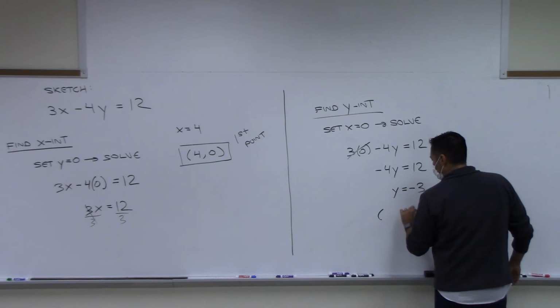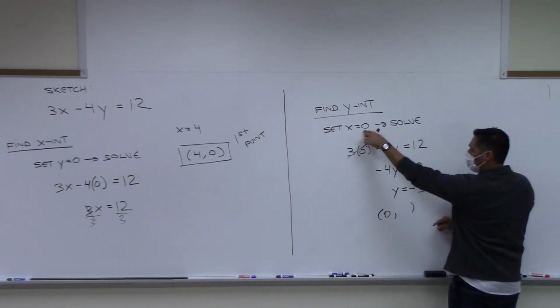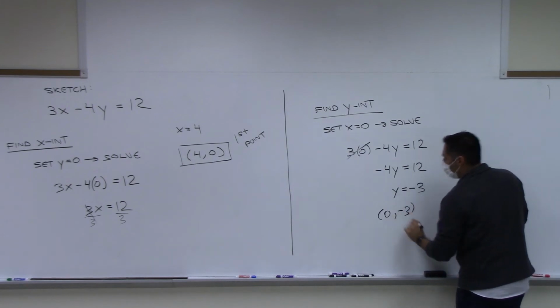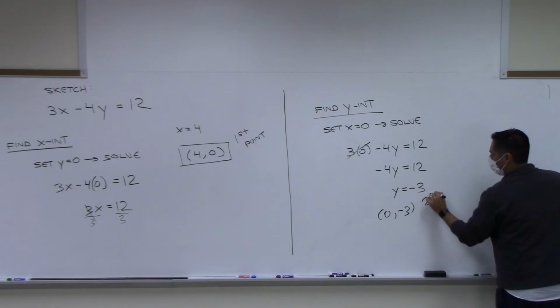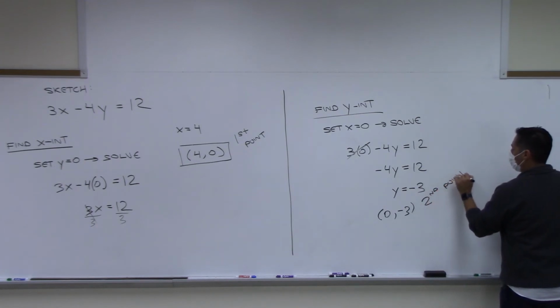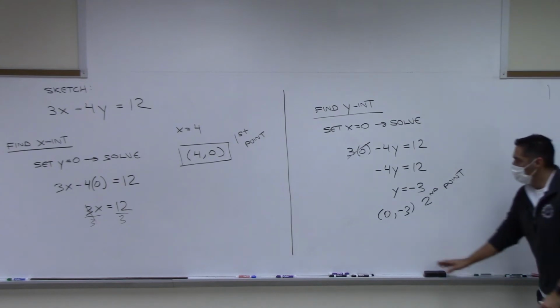So we get, as a y-intercept, the x was 0, and the y is turning out to be negative 3. And that's it. We have 2 points. Once we have 2 points, we go draw it. All right? So I'm ready to draw this now.